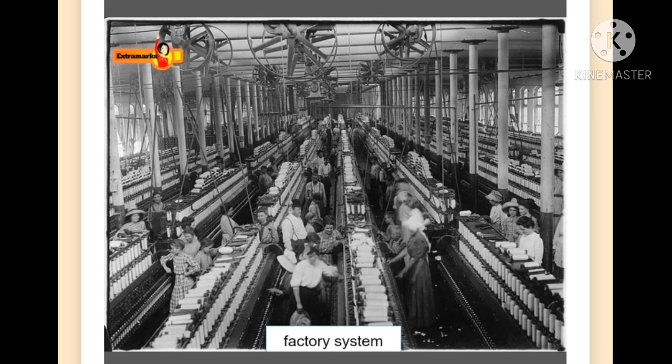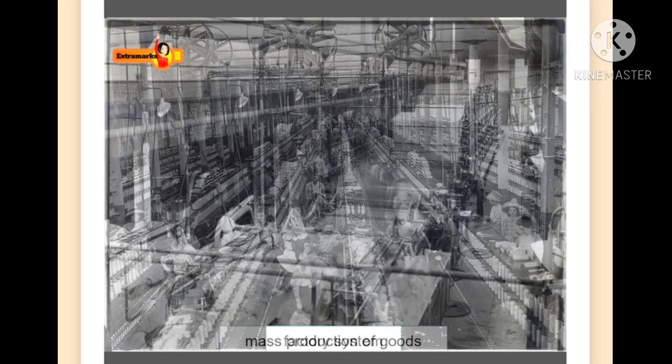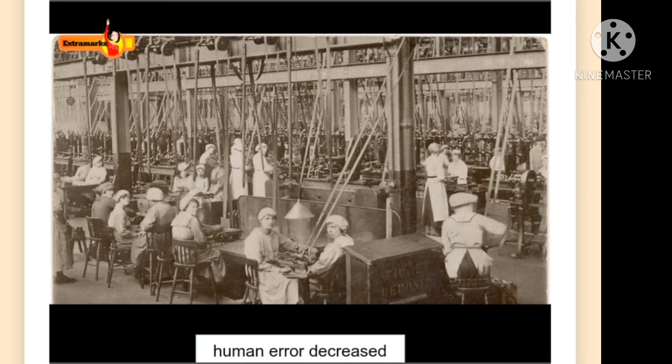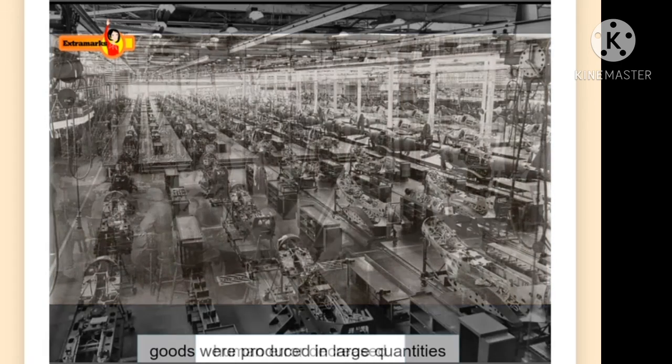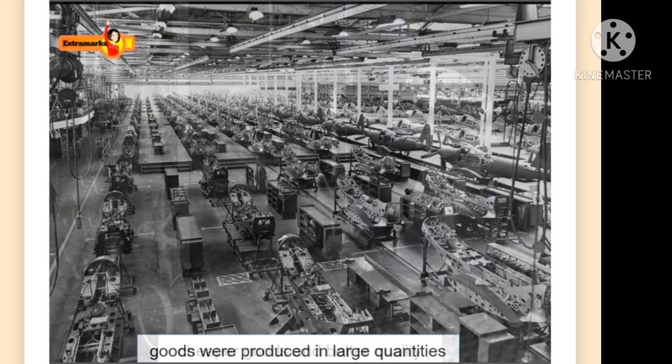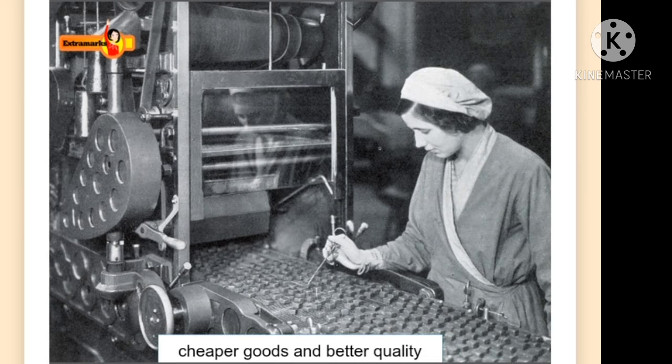Mass production of goods took place as different parts of a product could be produced by different machines. The cost and time of production was also brought down. The number of human errors decreased. The profit margin increased. Using machines, goods were produced in large quantities. These goods were cheaper and were of better quality, so their demand also increased.